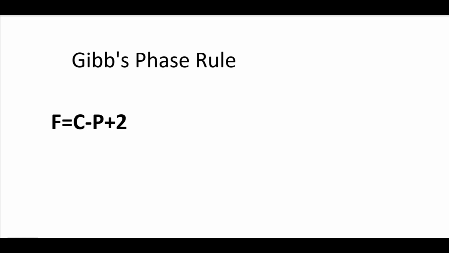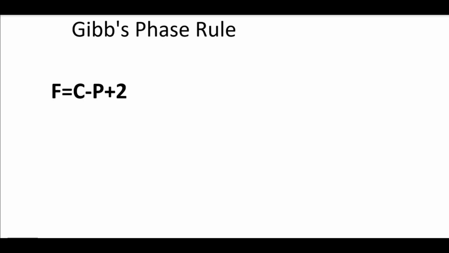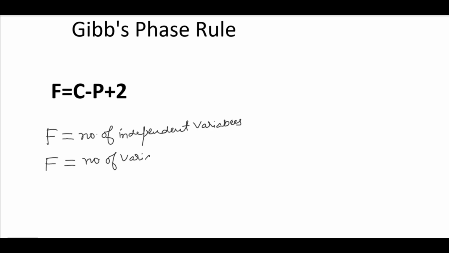It says that the degree of freedom F is equal to the number of components C minus the number of phases P plus 2. So let's see the derivation of this phase rule. F is the degree of freedom, and it is called the number of independent variables. So the number of independent variables is equal to the number of variables minus the number of relations.